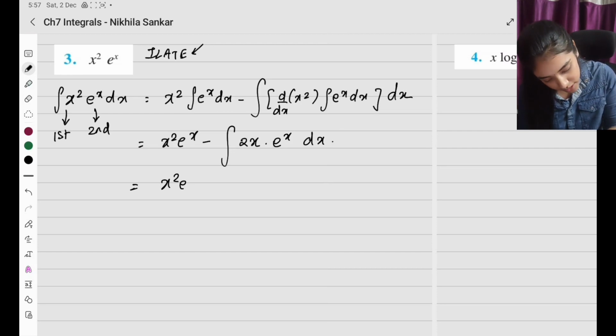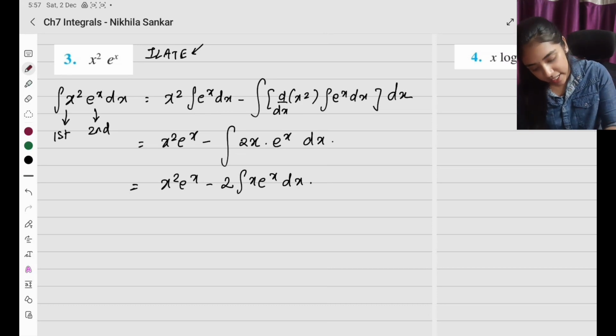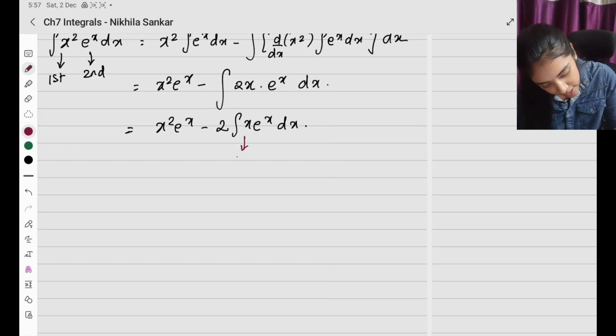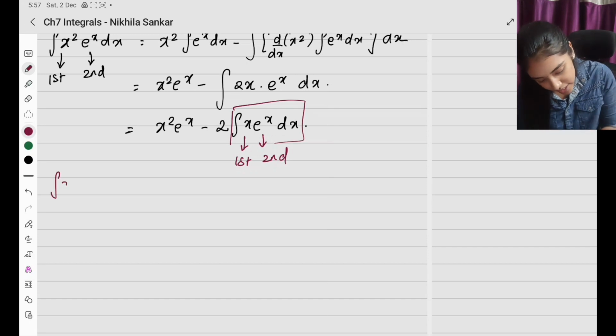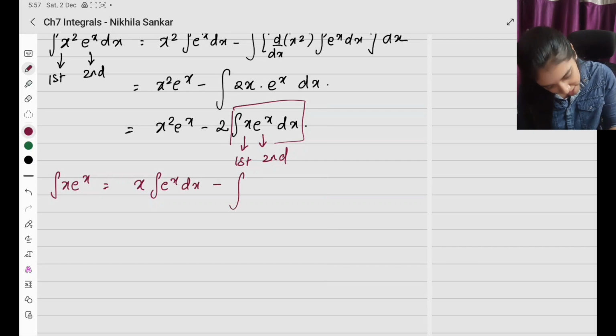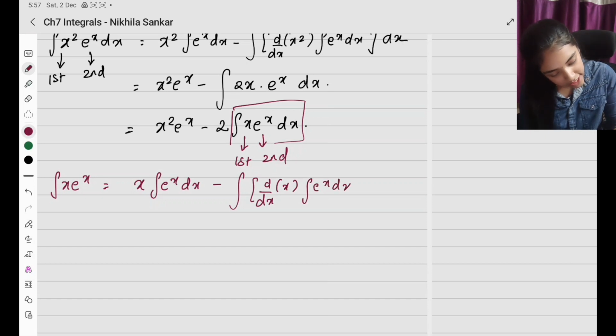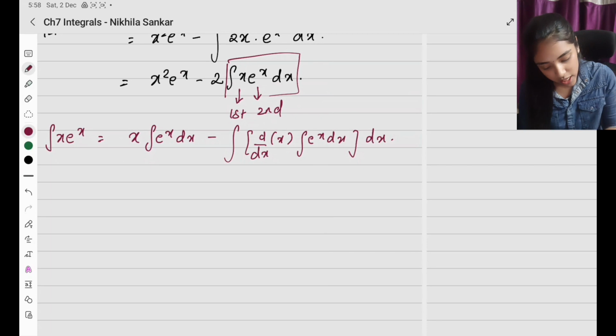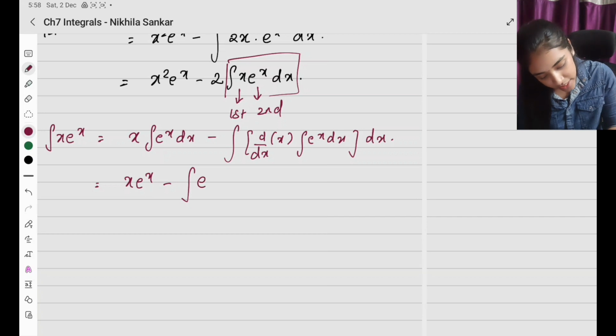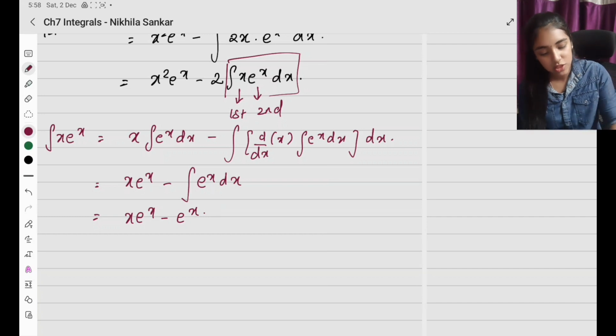So this is x square e to the x minus 2, which is a constant, and I have x e to the x times dx. I again have a product of two functions. So now this is my first function and this is my second function. I am going to integrate this particular thing. So integral x e to the x is going to be first function times integral of second function minus integral of d by dx of first times integral of second times dx. Same method. So this is x e to the x minus d by dx of x is 1 times e to the x dx. So I have x e to the x minus e to the x. So this is this particular integral.